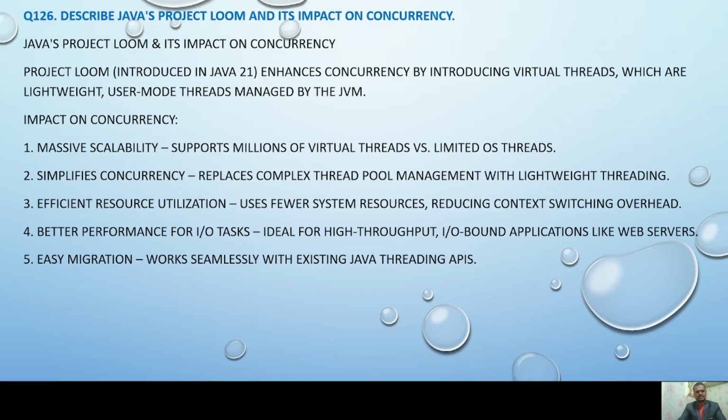Impact on concurrency. Massive scalability: supports millions of virtual threads versus limited operating system threads. Simplifies concurrency: replaces complex thread pool management with lightweight threading. Efficient resource utilization: uses fewer system resources, reducing context switching overhead. Better performance for I/O tasks: ideal for high-throughput I/O-bound applications like web servers. Easy migration: works seamlessly with existing Java threading APIs.